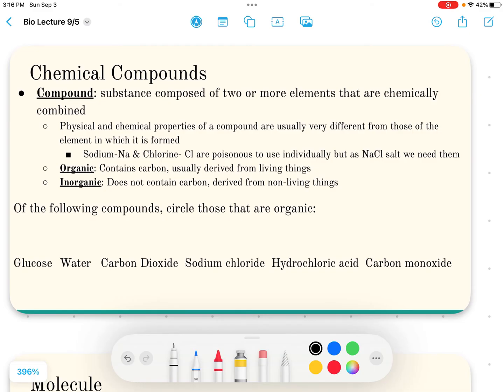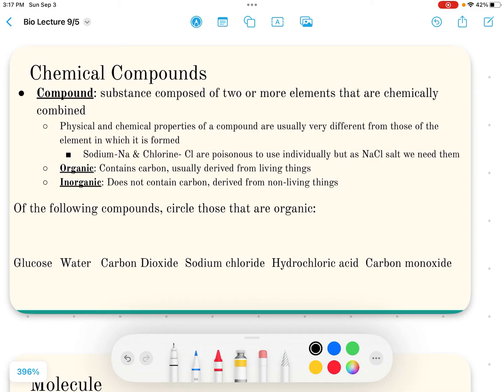All right, let's talk about chemical compounds. Compounds are substances that combine two or more elements that are chemically combined. So we deal with compounds quite frequently, pretty much daily, when we combine two or more of these elements together to form whatever substance we're dealing with. The physical and chemical properties of a compound are usually very different from those of the elements from which it's formed. So just because it's made up of two elements, it doesn't mean it's necessarily going to behave like each individual element.